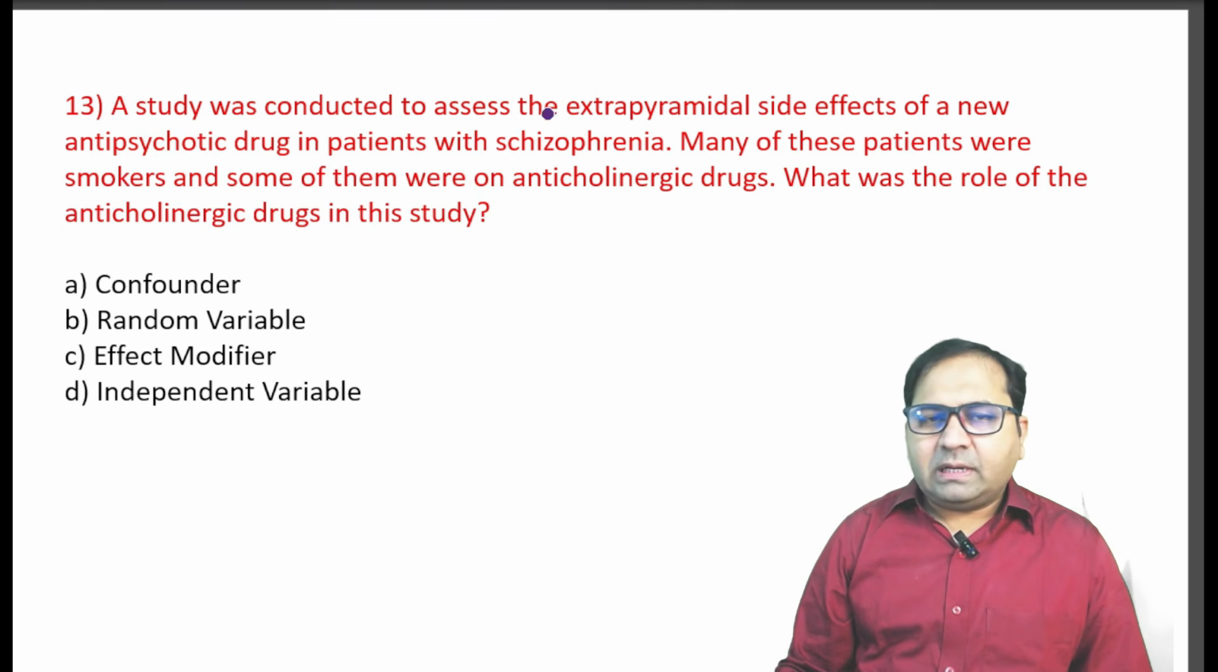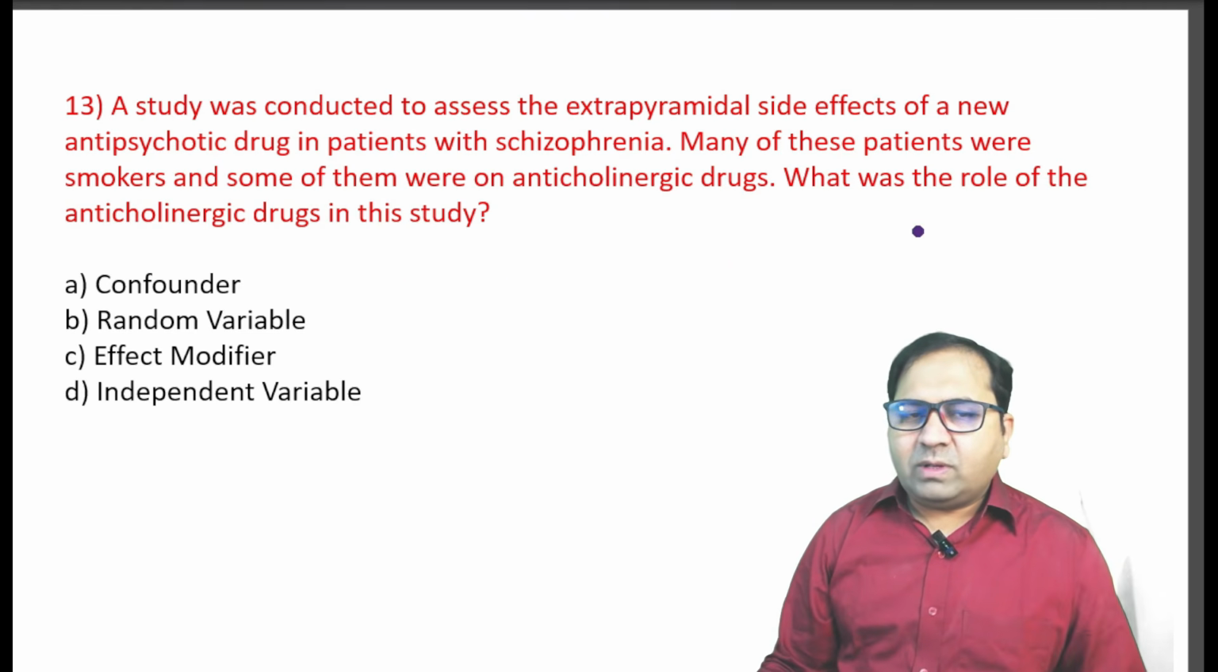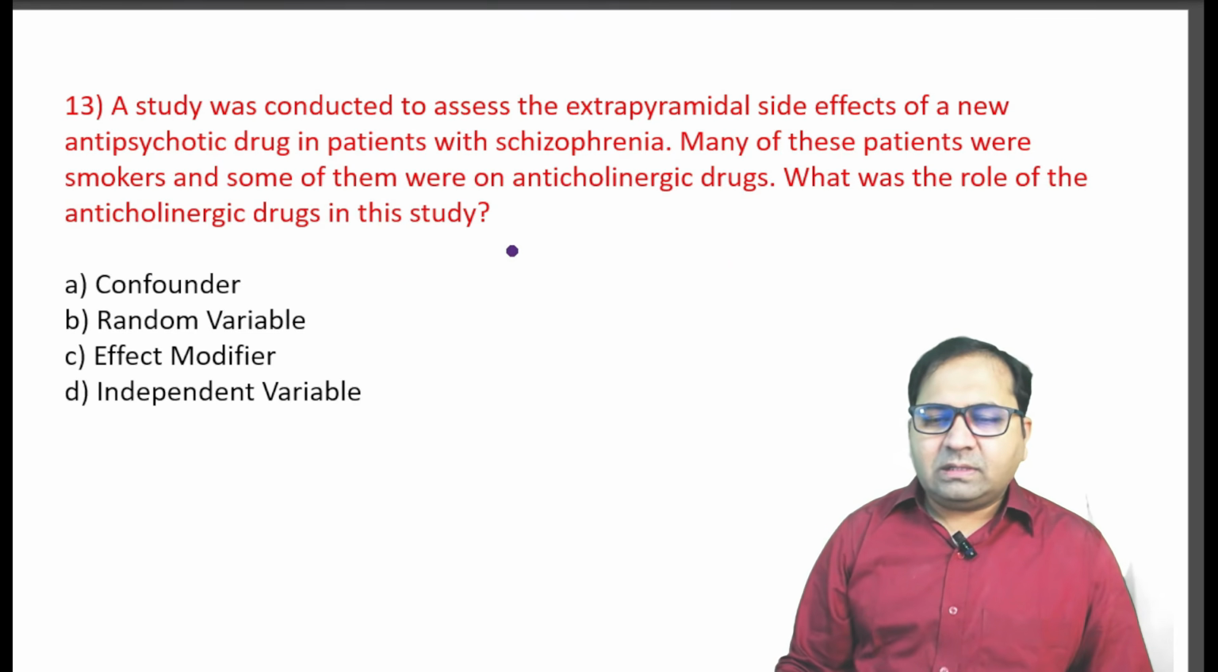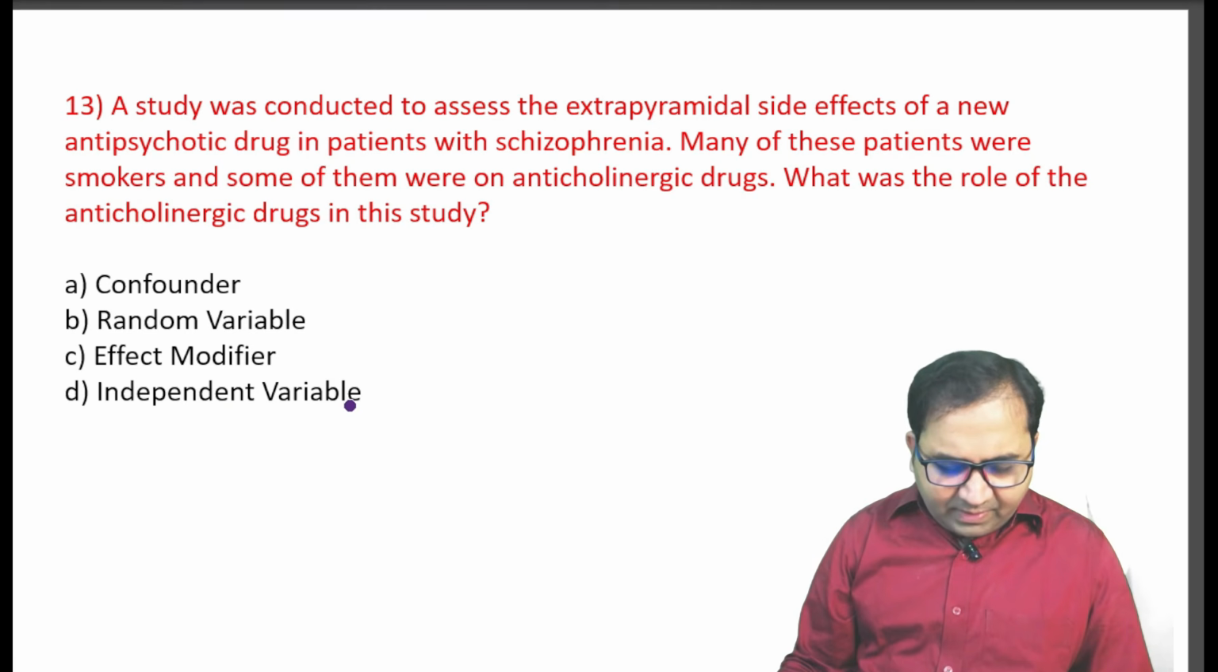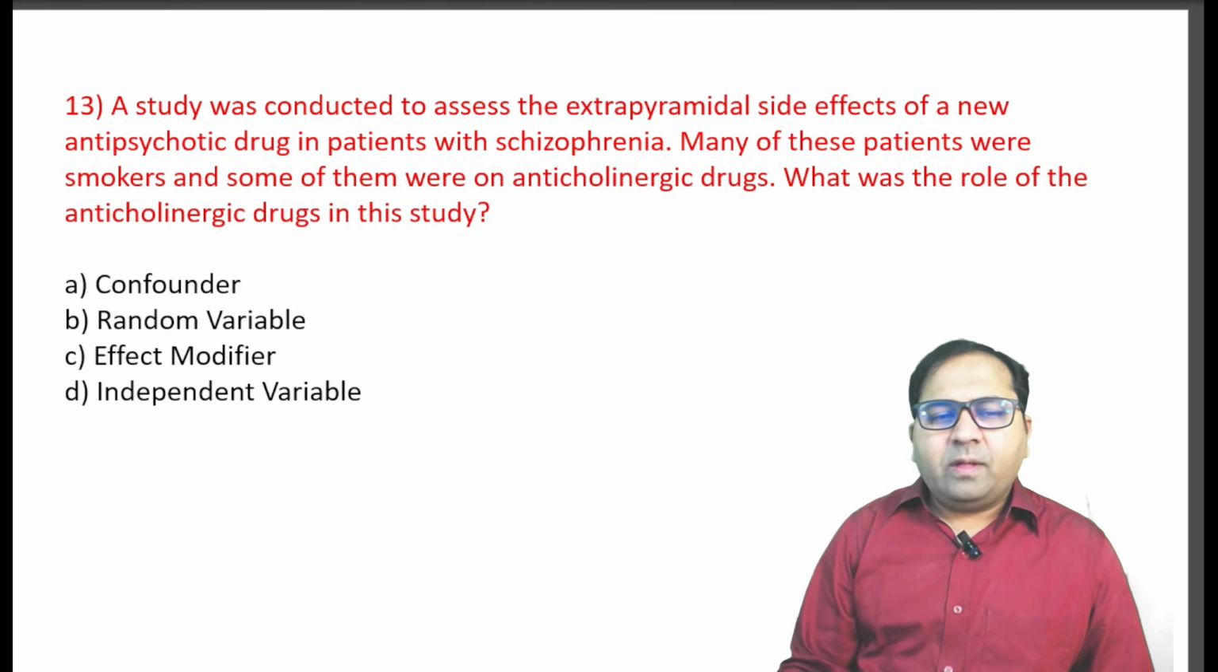A study was conducted to assess the extrapyramidal side effects of a new antipsychotic drug in patients with schizophrenia. Many of these patients were smokers and some of them were on anticholinergic drugs. So what was the role of the anticholinergic drugs in this study? The options they gave are A. Confounders, B. Random variable, C. Effect modifiers, or D. Independent variable. So the answer for this question is that it is effect modifiers.